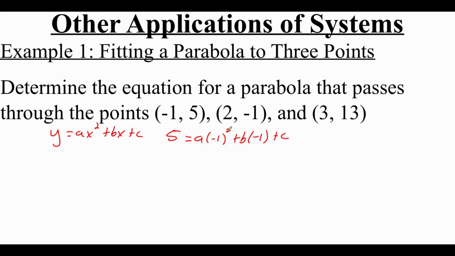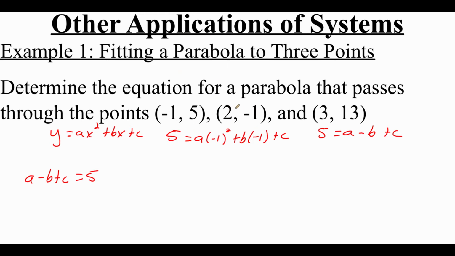Now we can do a little bit of cleanup work with this. When we square that -1, that turns into a +1. So when we multiply that by the a, that just becomes an a. Then when we take that b times that -1, that becomes a -b plus c. So this is going to be the first equation. Now typically we like to have our answers on the right-hand side, so I am going to rearrange that down here, and write it as a minus b plus c equals 5.